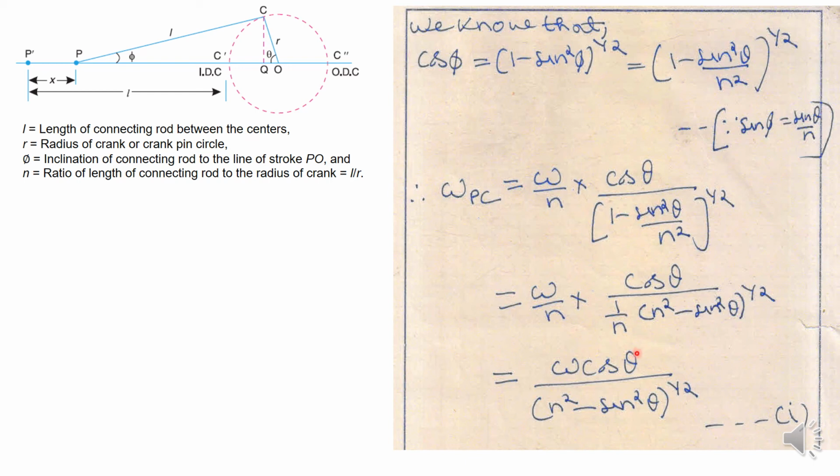Taking n square common, 1 by n comes out of the root. Finally we get equation number 1, the angular velocity of point P with respect to C, which is the angular velocity of the connecting rod, equal to omega cos theta upon the root of (n square minus sin square theta). This is equation 1.